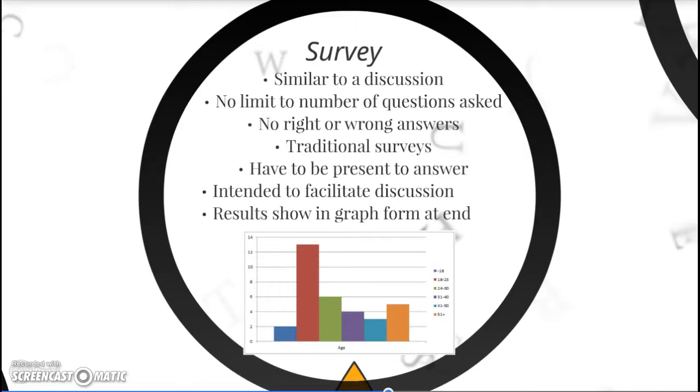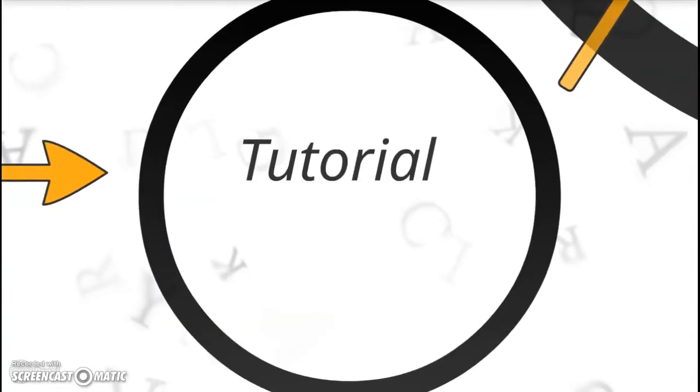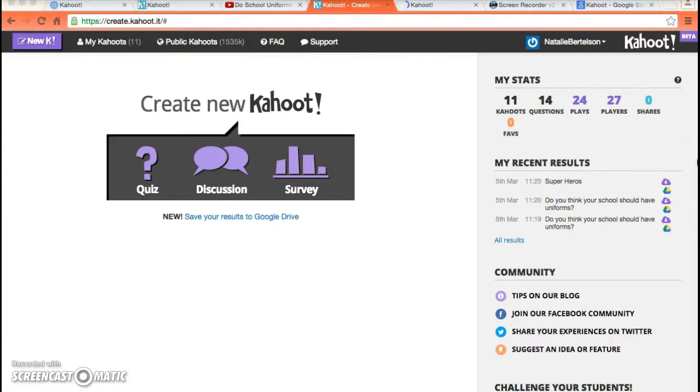Now that we have discussed each type of Kahoot, I'm going to show you how to create and use them in your classroom. As you see, here is the home page for Kahoot. The web URL is create.kahoot.it/hashtag. When you enter this, you're going to have to enter your username and password and/or create an account.